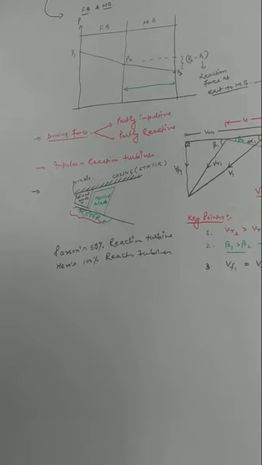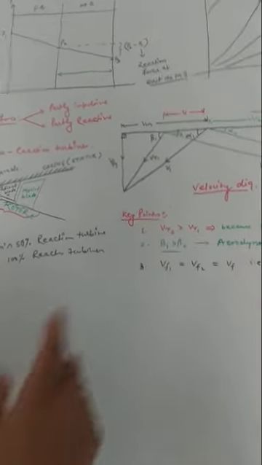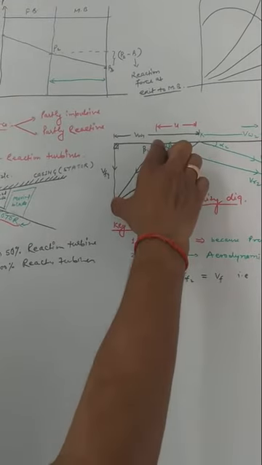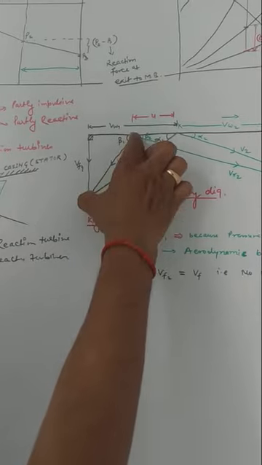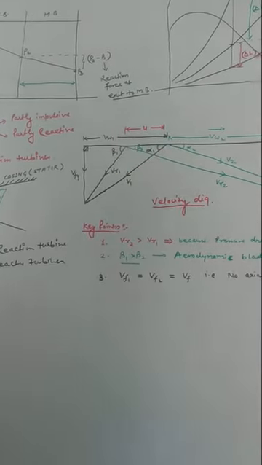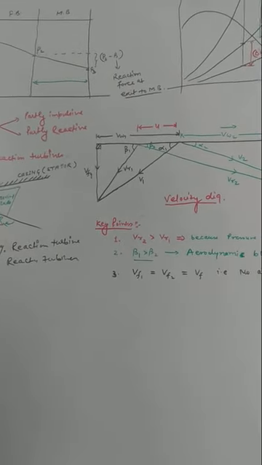Okay. So the first point is VR2 is greater than VR1. In this diagram I also showed that the length of the VR1 vector is less than the length of the vector VR2. Okay, this is the major difference, otherwise the diagram is almost the same.